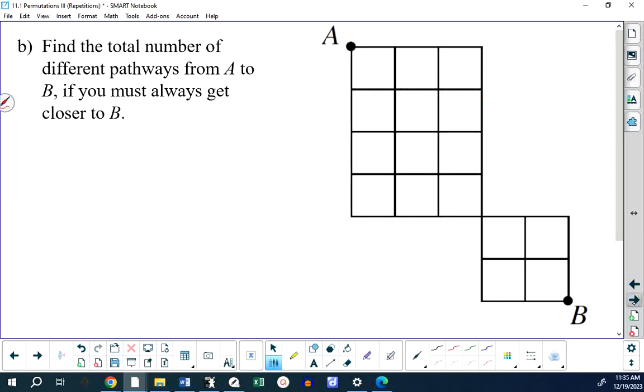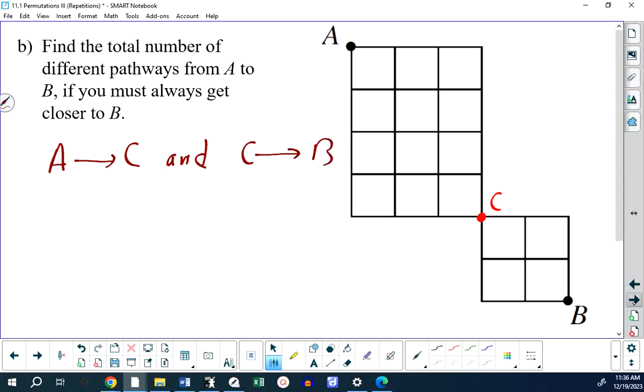All right. How many ways to get from A to B if you must always move closer? Well, this is not just a rectangular grid. We can't do it the way we did the previous problem. But I'm going to ask you to add in here point C. With a little reflection, you should understand that if you have to arrive at B, you must pass through C. There's no other way. So you need to go from A to C and from C to B.